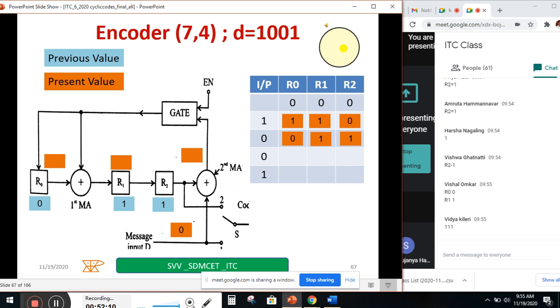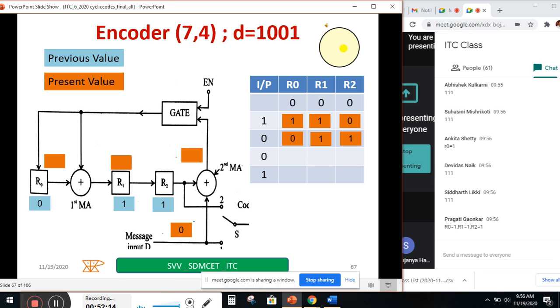Vidya is typing all 1. We will see. Abhishek, Suhasini, Ankita have typed 1. Devidas, Abhay, Karthik, Rohan, Simran, Ajna, Praveen, all are typing 1, 1, 1. Means they are getting the idea. Shripati T, Rohit, Chaitra Kulkarni, BM Spurti have got all 1. Let me show you the answer. Ritika got the same answer. And this is 1, this is 1, this is 1, this is 1. Very good. Most of you got the same answer.